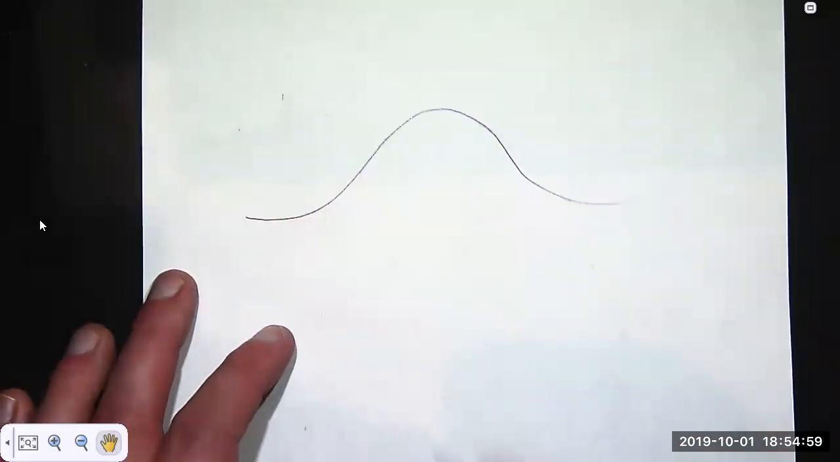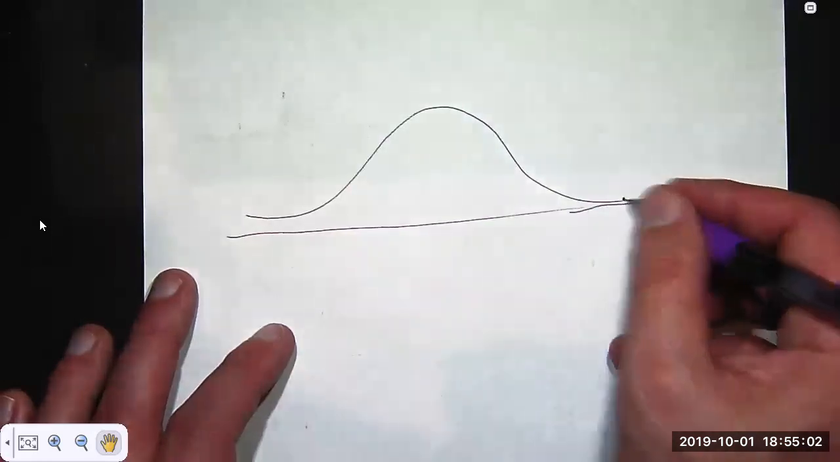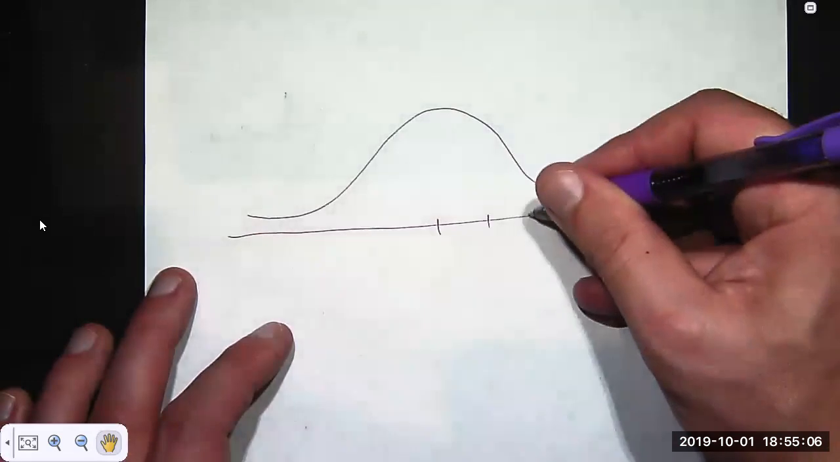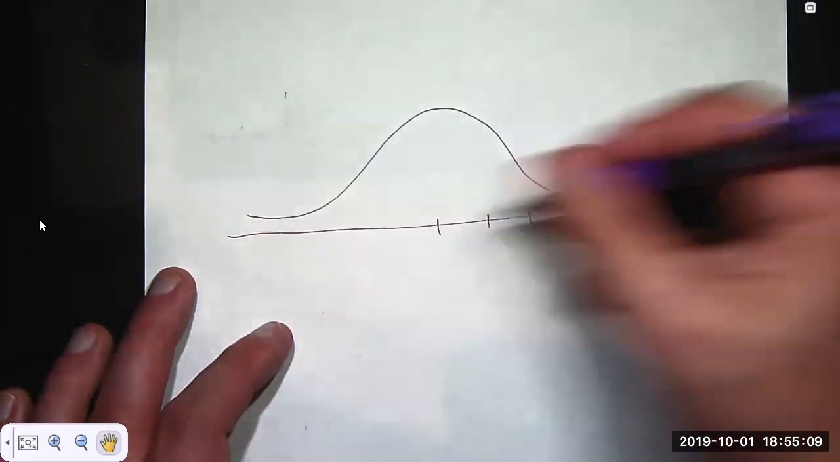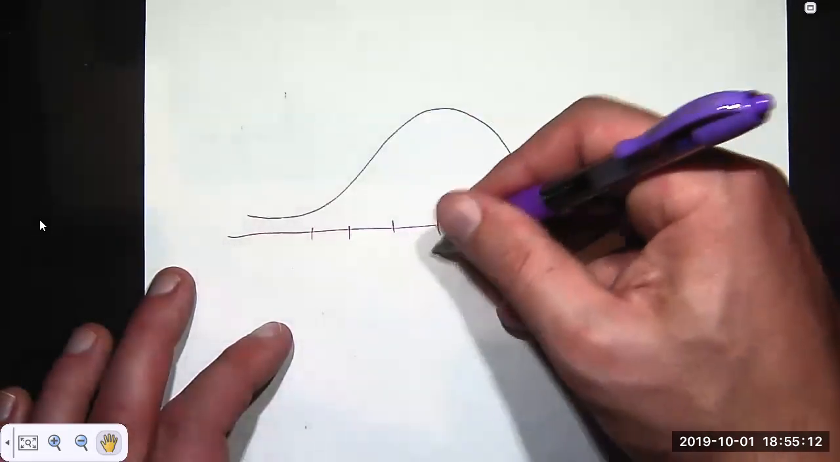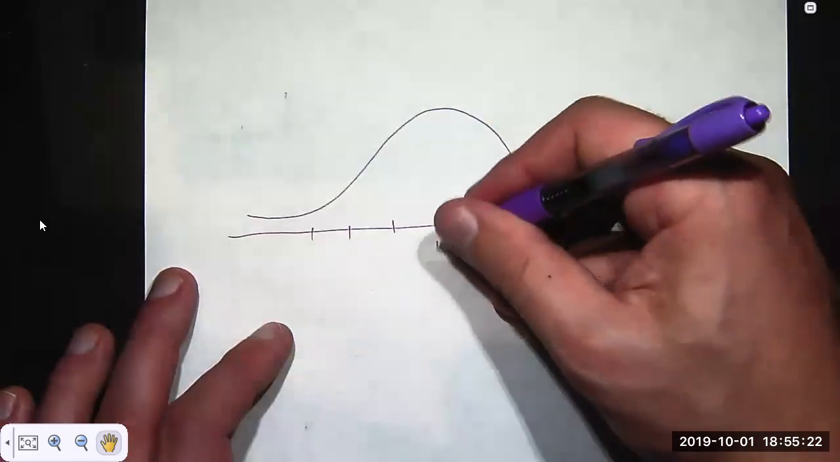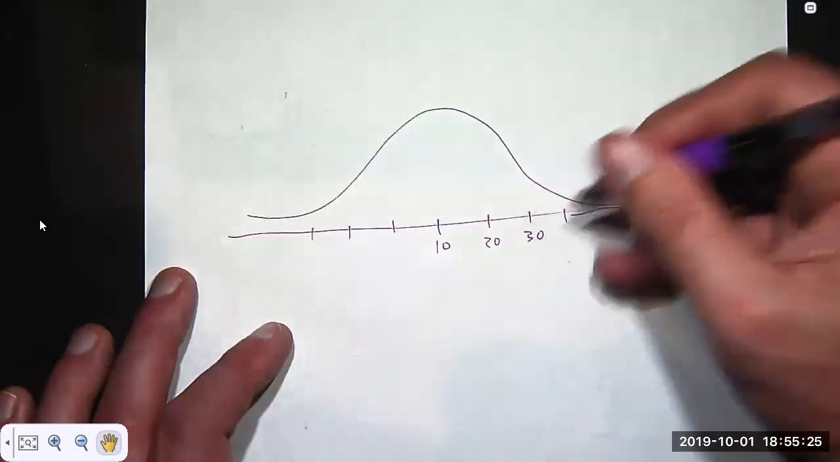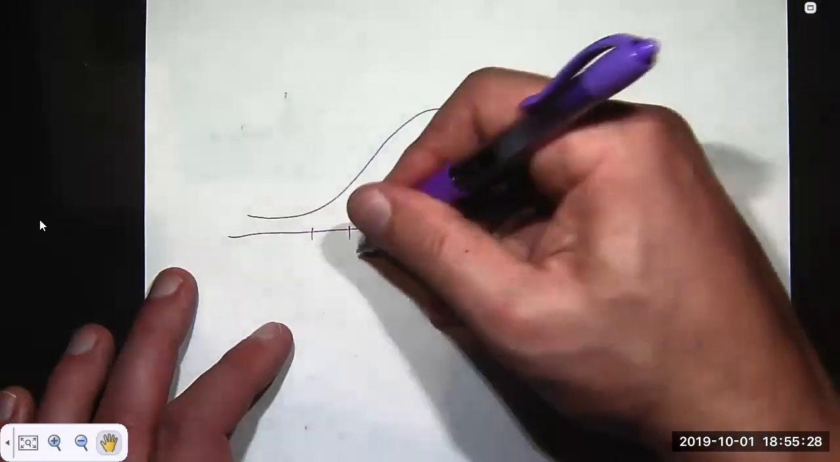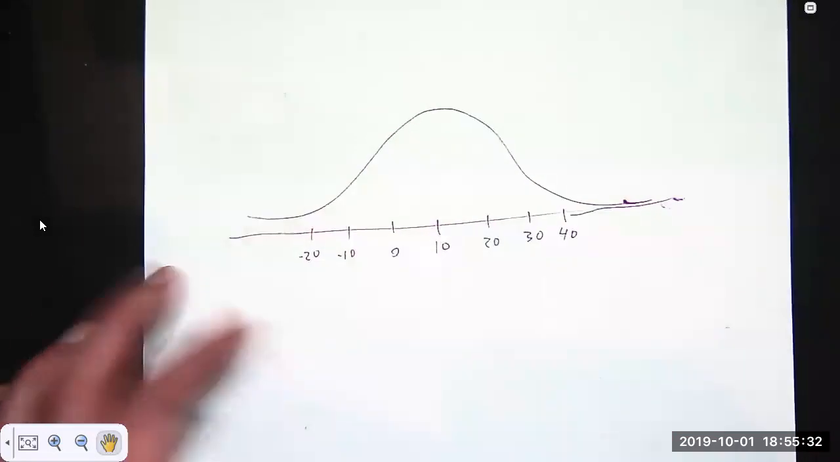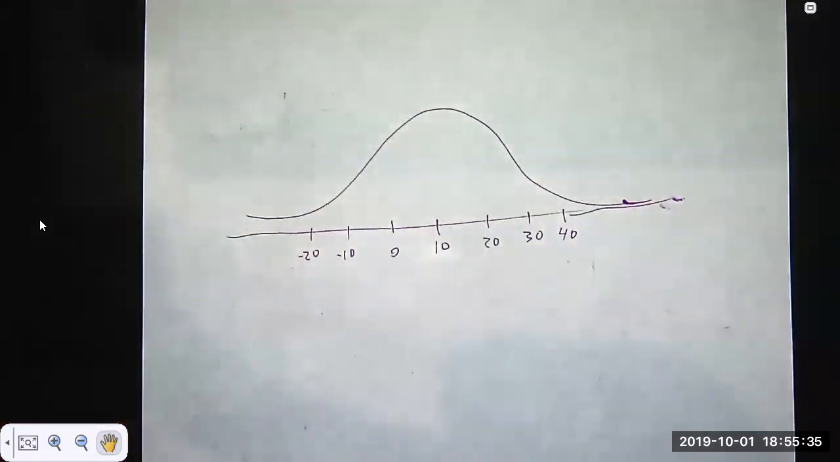So let's say here's a nice fresh normal curve ready to be shaded in. 1, 2, 3, 1, 2, 3. So let's say this is 50. Oh, I can make it hard. Here, maybe this will confuse you. 10, 20, 30, 40, 0, negative 10, negative 20. So it's okay if there's negative sometimes. It's just a model.